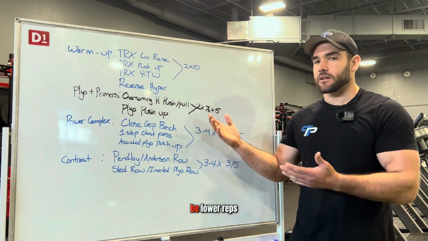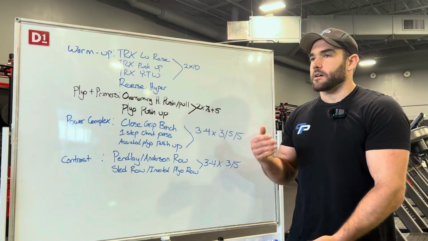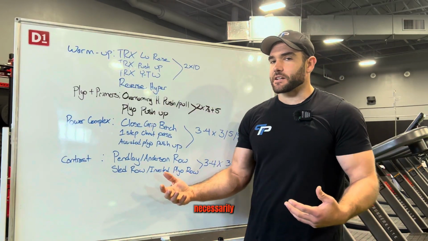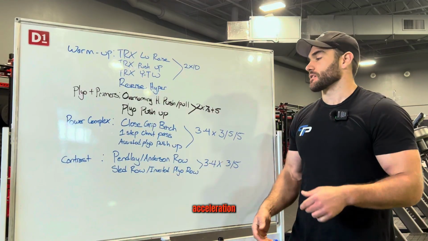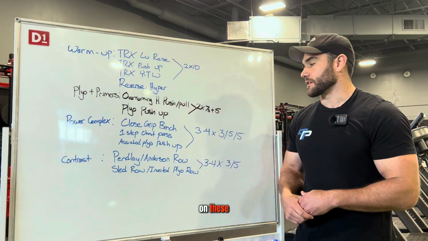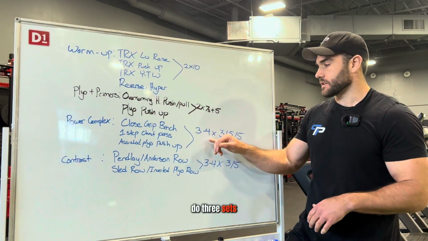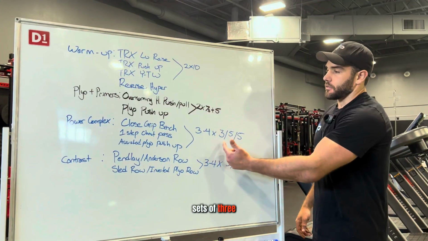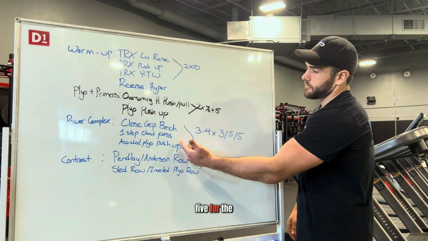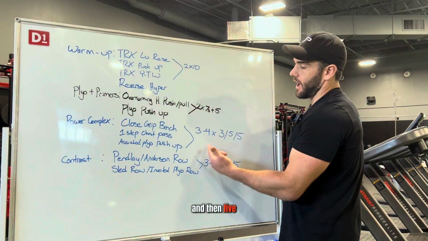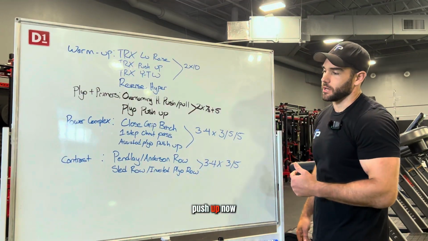It has to be lower reps. It doesn't have to be higher weight necessarily, it just has to be lower reps with a faster acceleration. So maximal intent on these. So we're gonna do 3 to 4 sets of 3 for the close grip bench press, 5 for the one-step chest pass, and then 5 for the assisted push-up.